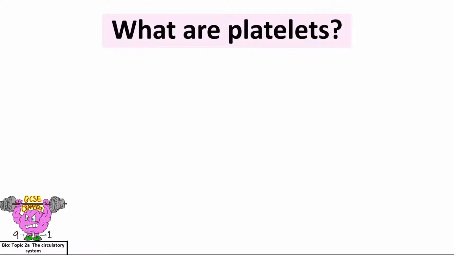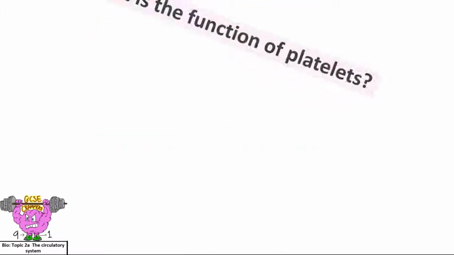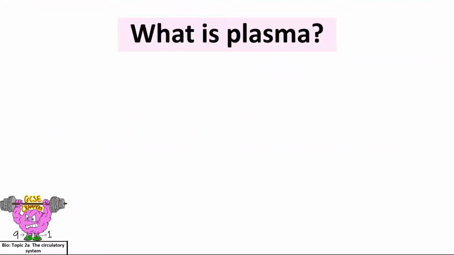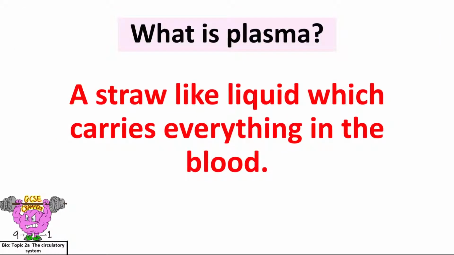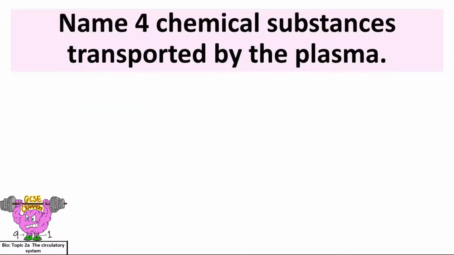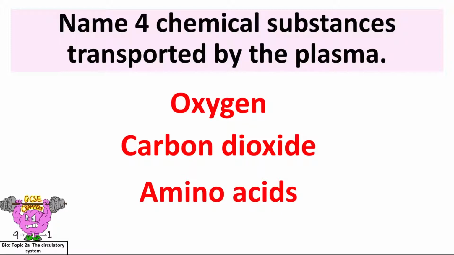What are platelets? Small pieces of cells. What is the function of platelets? They help the blood to clot. What is plasma? A straw-colored liquid which carries everything in the blood. Name 4 chemical substances transported by the plasma. Oxygen, carbon dioxide, amino acids, and glucose.